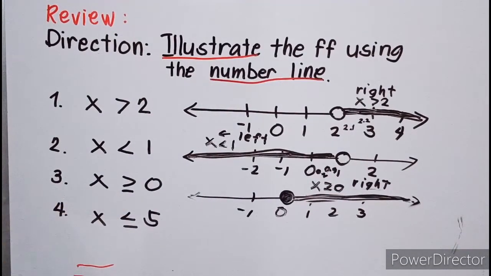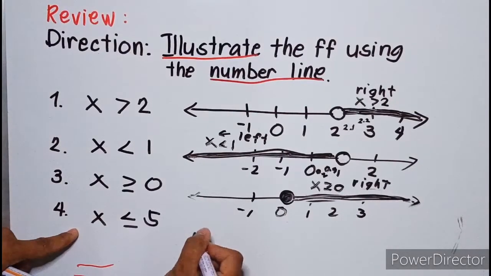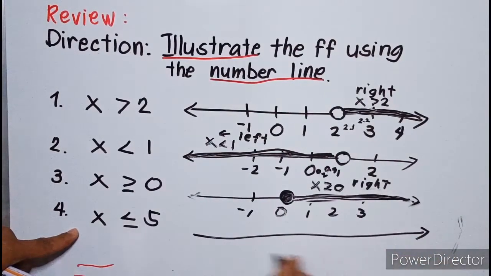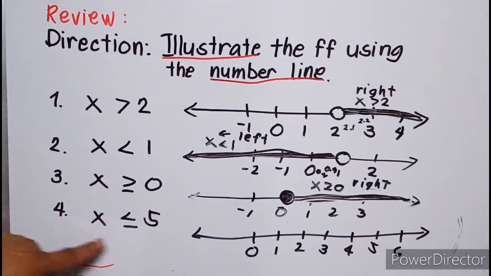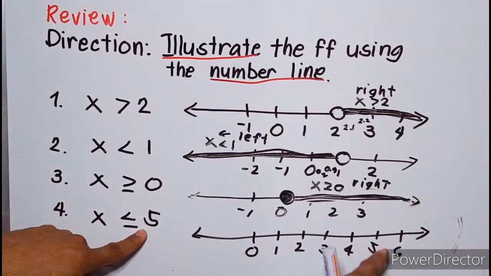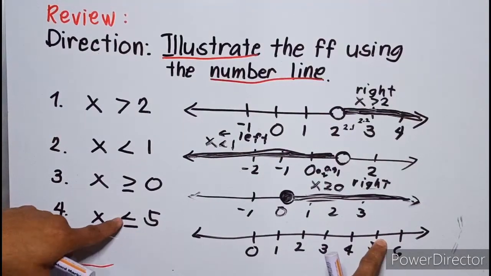Then, for number 5, x is less than or equal to 5. So, let's start with 0, 1, 2, 3, 4, 5, 6. Then, you're going to locate 5. So, this is our 5. Then, less than or equal.